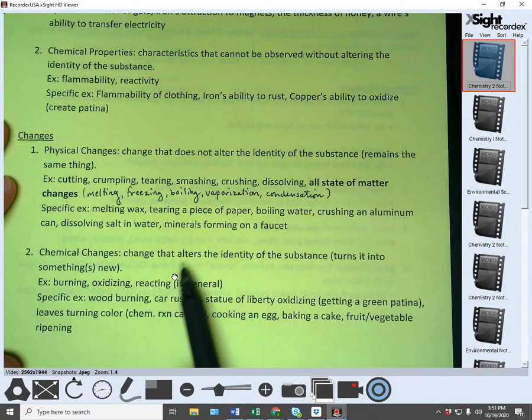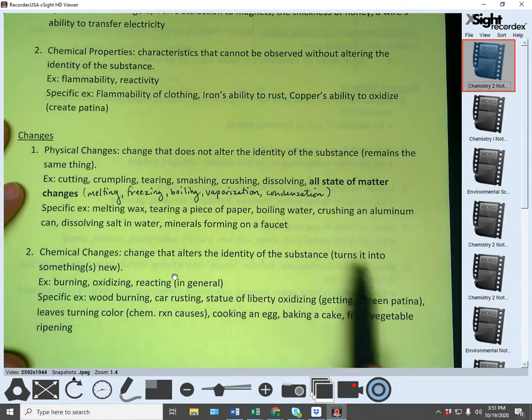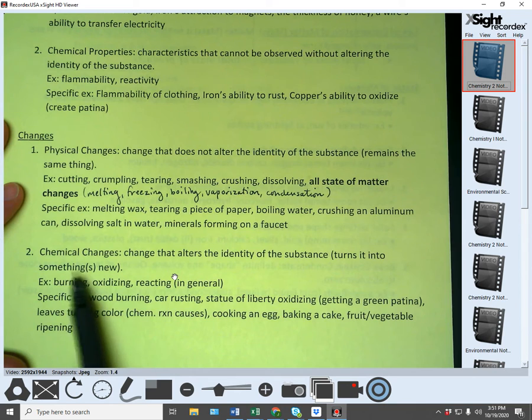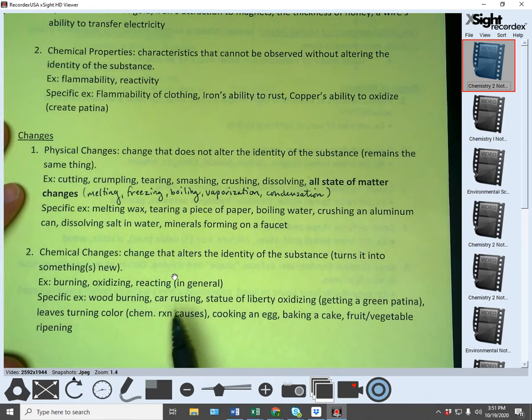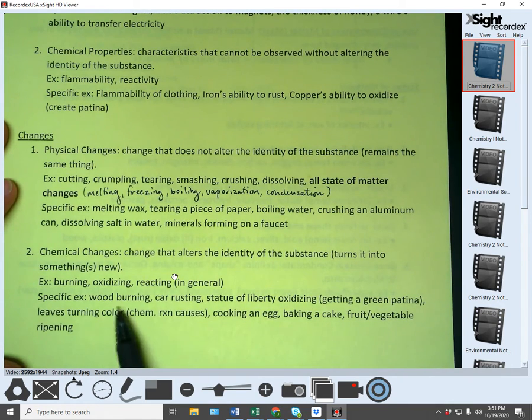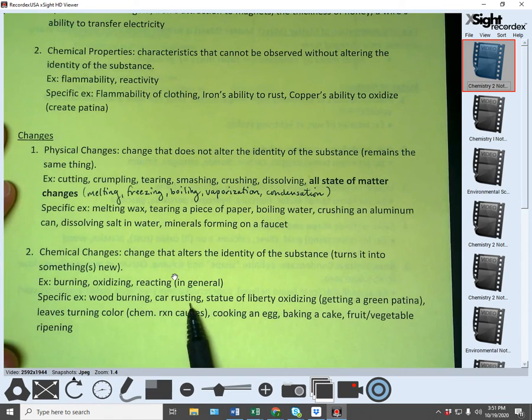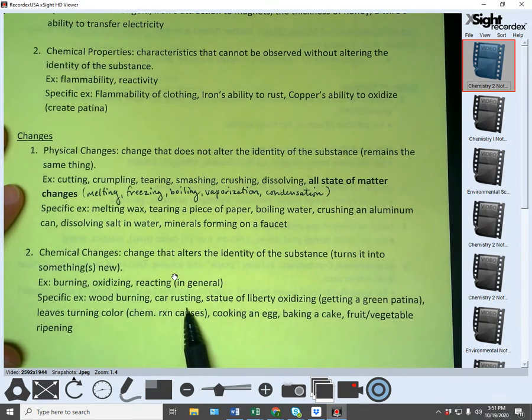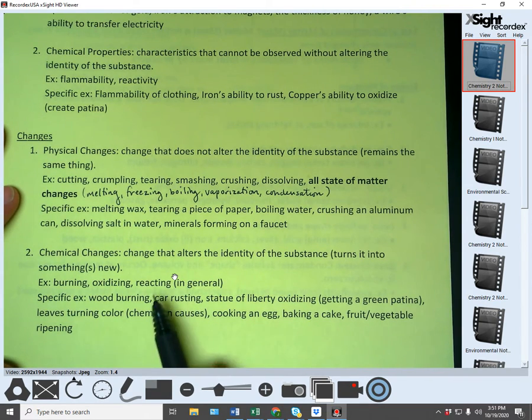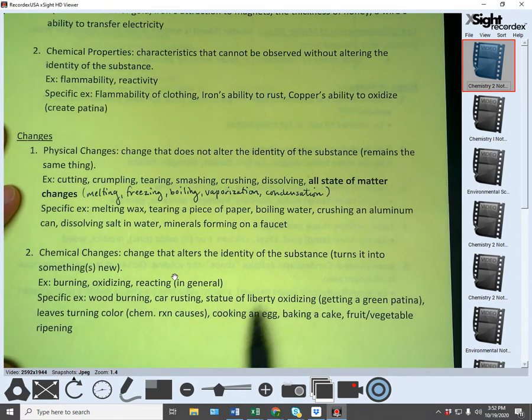These are changes that do alter the identity of the substance, turn it into something or more than one thing new. Examples: burning, oxidizing, any kind of reacting in general would be a chemical change. So specific examples: wood burning, a car rusting. A car rusting is iron. That's iron's way of oxidizing, reacting with oxygen in the air. The Statue of Liberty oxidizing, getting a green patina.